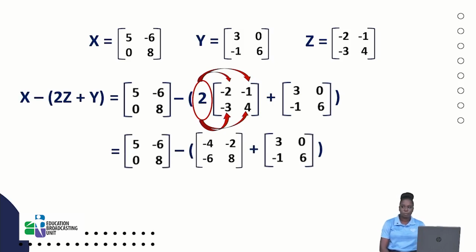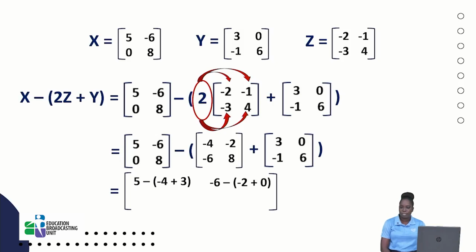So 2 times negative 2 is negative 4, 2 times negative 1 is negative 2, 2 times negative 3 is negative 6, and 2 times 4 is 8. Since we have the bracket still there, we haven't removed it, we would have to compute the addition. And so we can rewrite in our next line 5 minus (negative 4 plus 3), because those positions are related. And so we just rewrite it with the bracket.